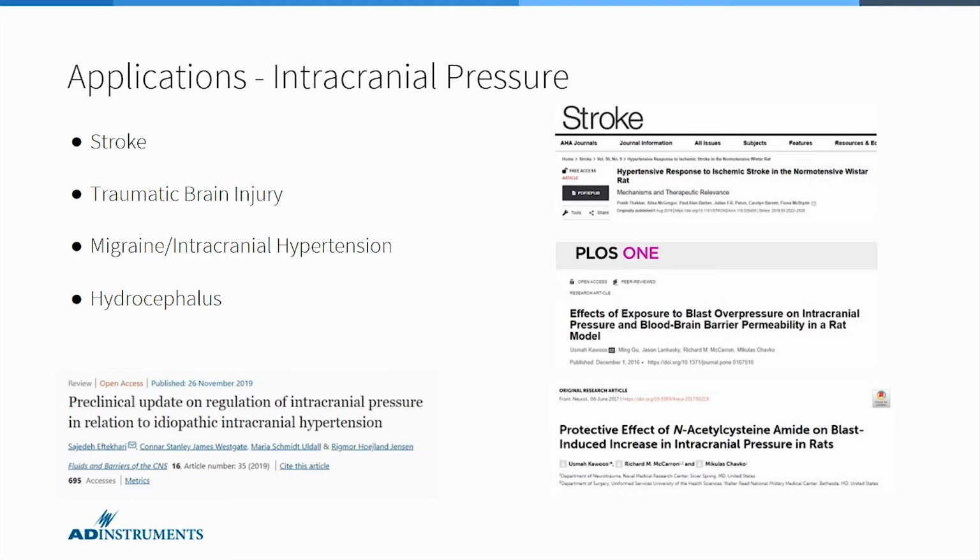So some further applications of intracranial pressure would be in studies of stroke, traumatic brain injury, migraine and intracranial hypertension, which is what the guys in Copenhagen are interested in, and hydrocephalus as well.